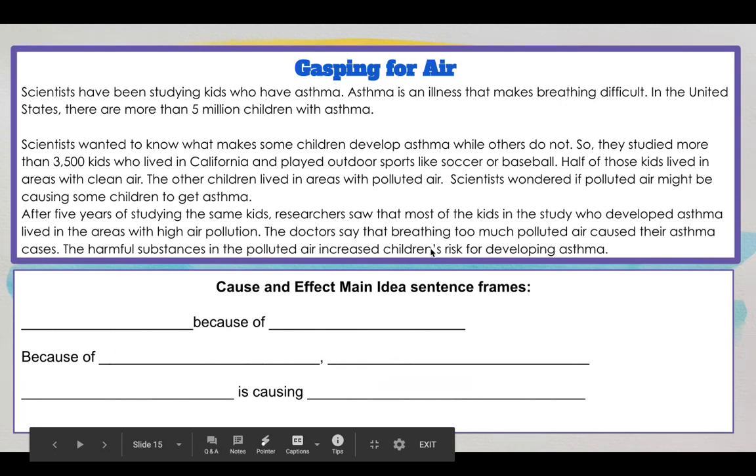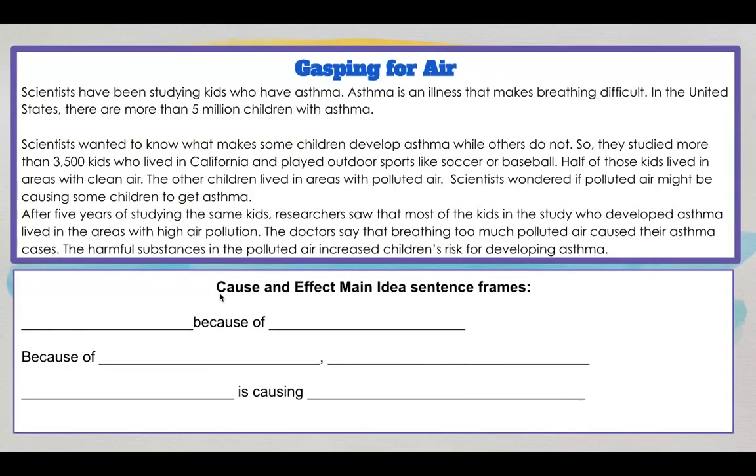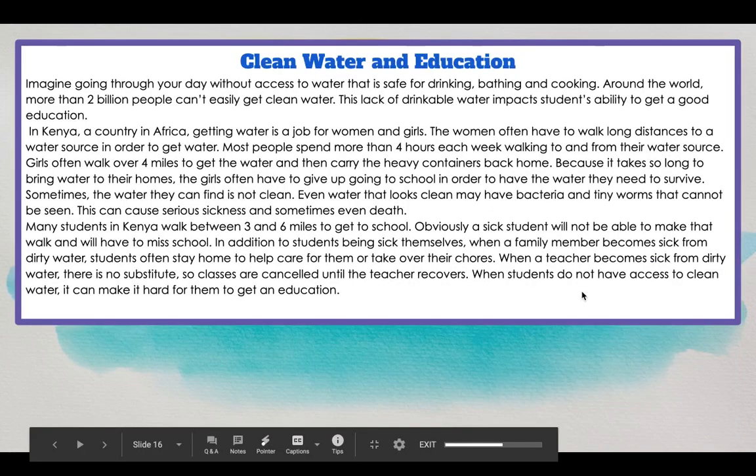So we can say it in a lot of different ways. Either way, I need to be able to explain how the cause and effect, because that's what the main part of this paragraph is. It's the relationship between asthma and pollution. So I need to make sure my main idea shows that. All right, here's one for you to try on your own. Okay, let's look at another one.